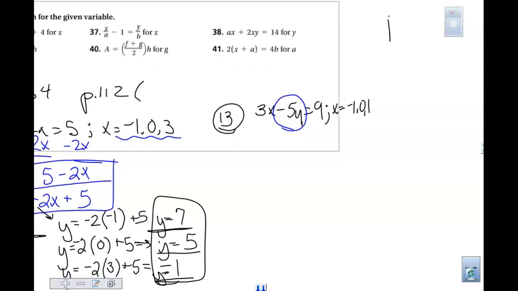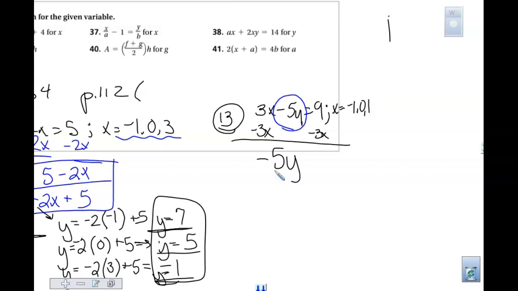So number 13, my first step is I need to get the y by itself. If I'm trying to get the y by itself, what are you thinking of, Riley? We have to subtract 3x. So we subtract 3x from both sides of our equation. I'm going to now have a negative 5y. Most common mistake, people will just put 5y instead of negative.